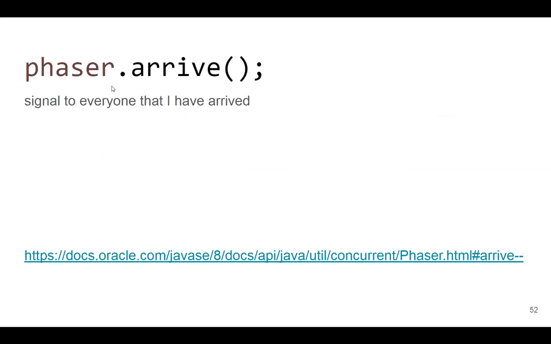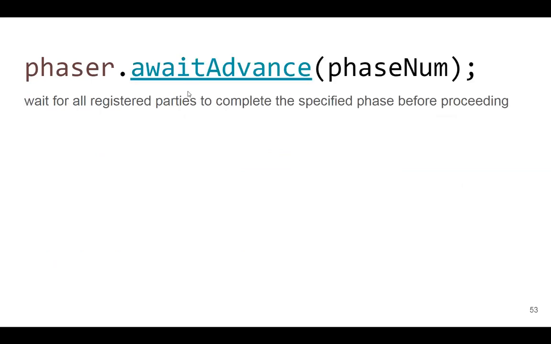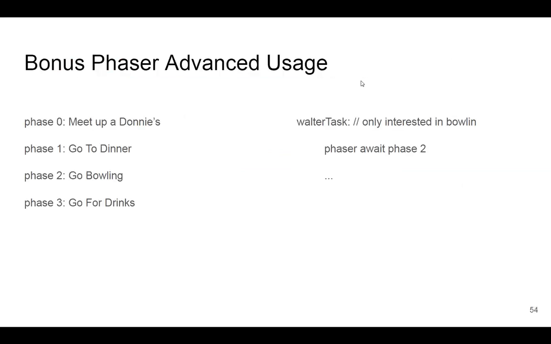Okay. For this, we have arrive. This is basically saying, I'm here, right? And other people who might be waiting on me can go. A wait advance is like, I'm literally going to wait on someone else, some phaser. I'll wait for the phaser to achieve this phase number. And so you just sort of split it up into one.